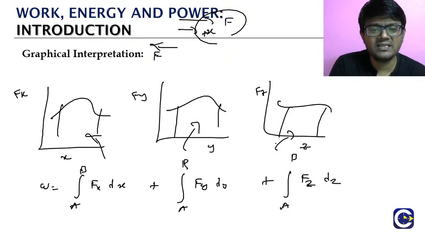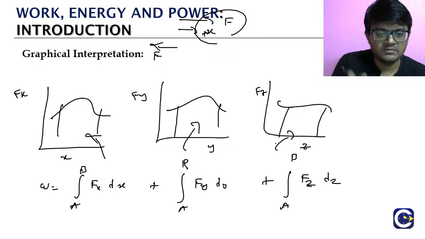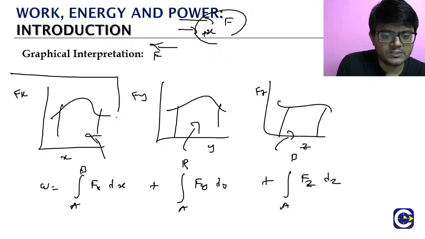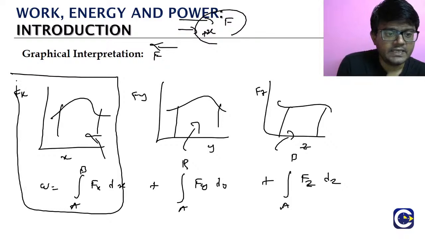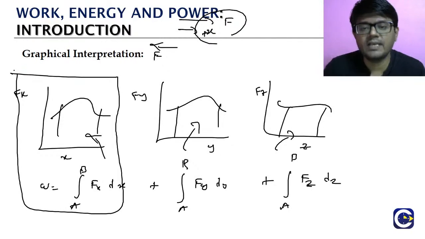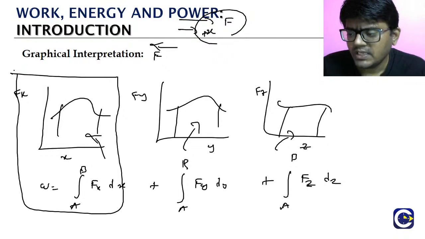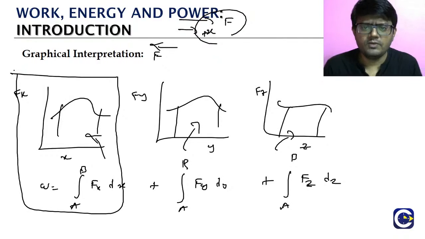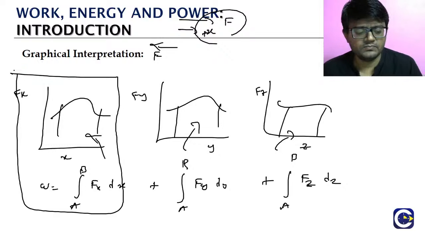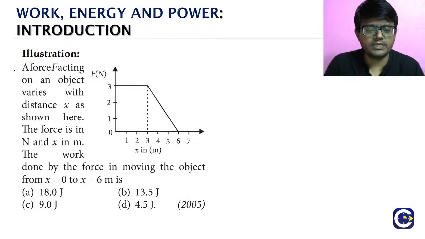But in most cases, this kind of model will not come to us. We will get only this particular case: the force will be along one direction, which is the direction of the displacement. Usually they will be giving us the force along the x-axis and the displacement, or change in position, also along the x-axis. Okay? So let us look at a question.